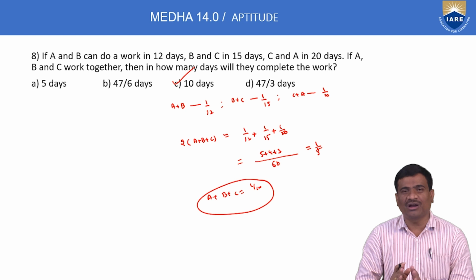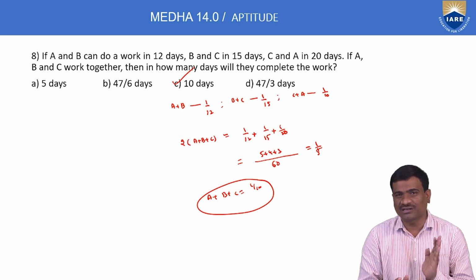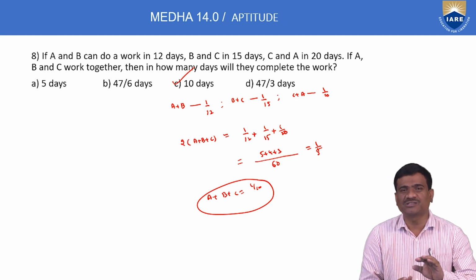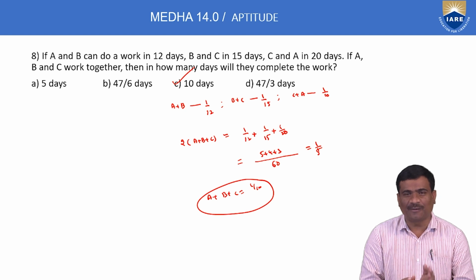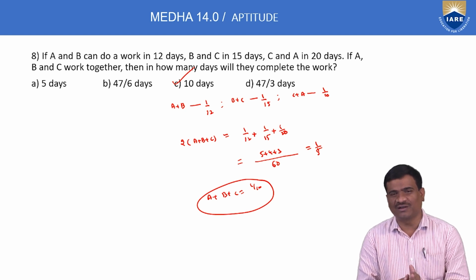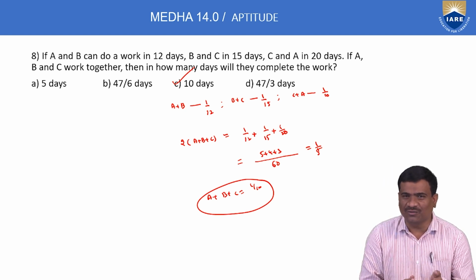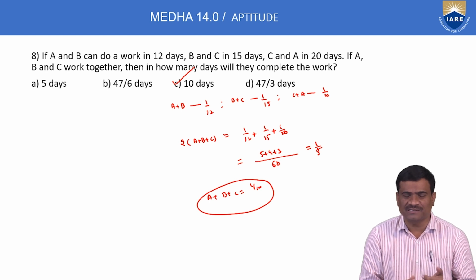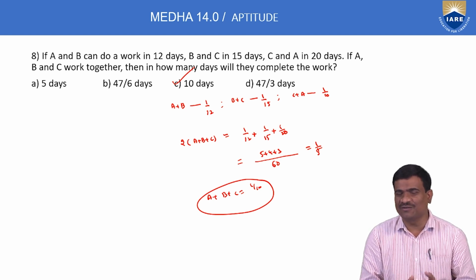Okay. A time and work application. Work is inversely proportional to the time. First apply A plus B work 12 days, convert into A 1 day work, and B plus C 1 day work, C plus A 1 day work. This is the first method.